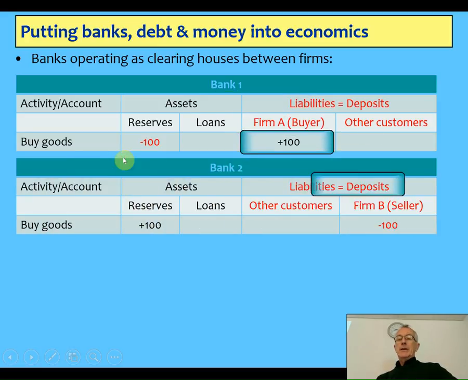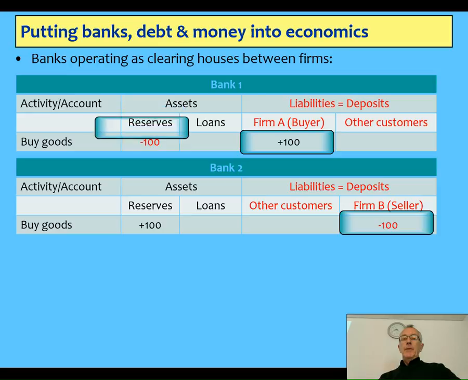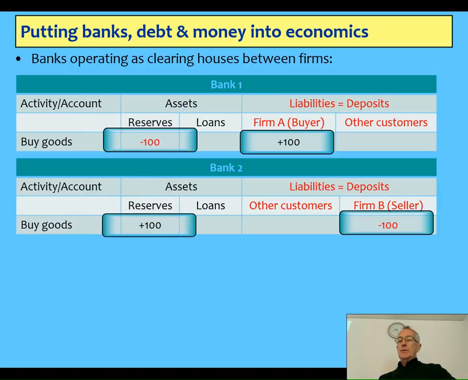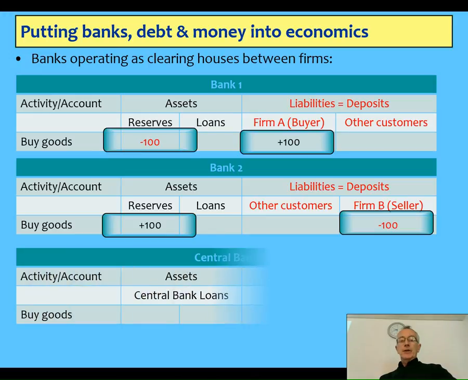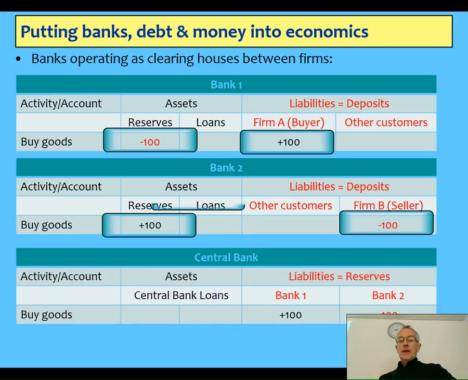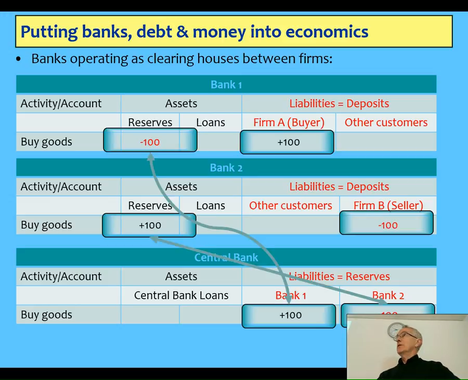That then comes down here to credit the seller, so I've still got the same relationship, plus and minus there. But the drop in reserves for Bank 1 becomes a rise in reserves for Bank 2. And of course that's all done at the central bank. So the same relationship applies here. There's plus 100 for Bank 1, minus 100 for Bank 2, because the liability of the central bank to Bank 2 has risen, and that's the relationship between the two.